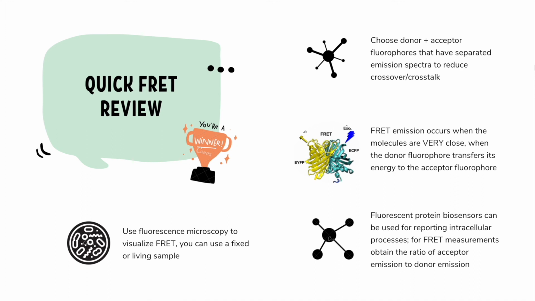And lastly, fluorescent protein biosensors can be used for reporting intracellular processes. FRET measurements can be taken by obtaining the ratio of acceptor emission to donor emission. So the protein biosensors that we talked about were Chameleon, which is activated upon increased calcium presence; phosphorylation biosensors, where the phosphorylation state of the kinase determines whether FRET is activated or destroyed; and lastly the protease cleavage assay, where when the linker sequence is cleaved, the FRET signal disappears.